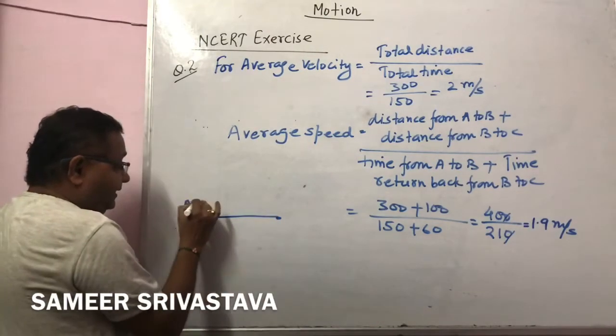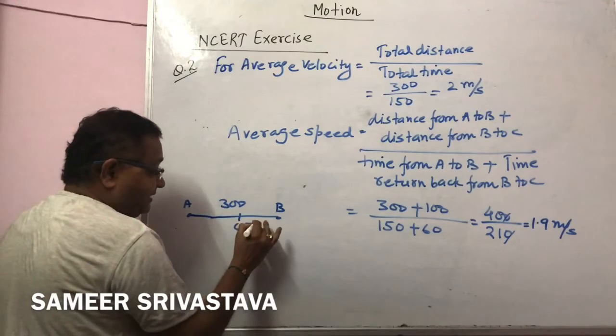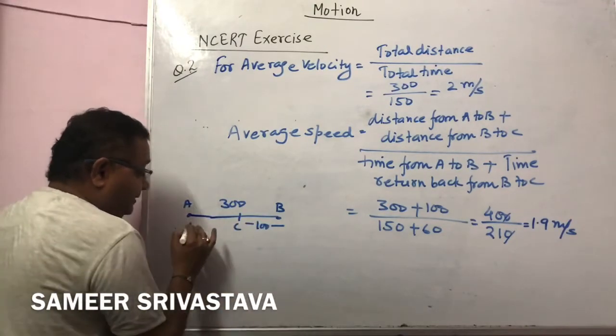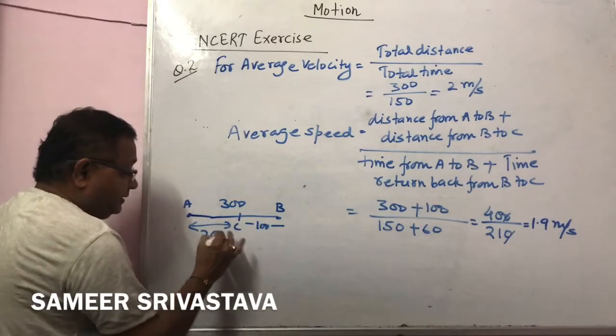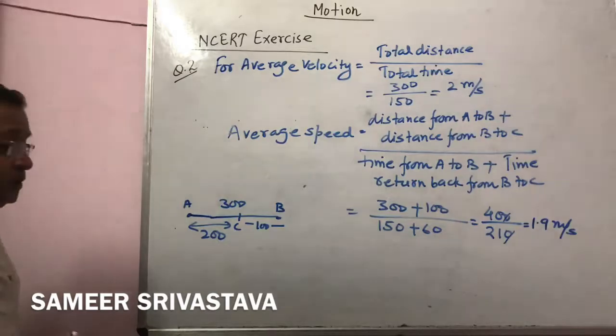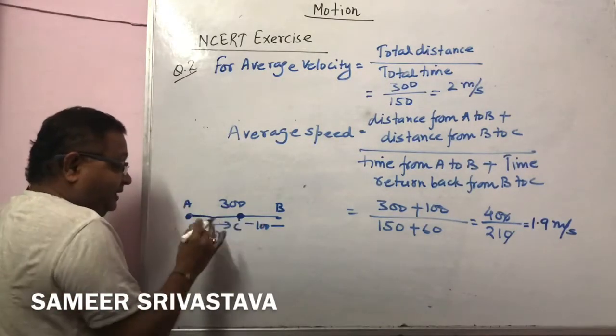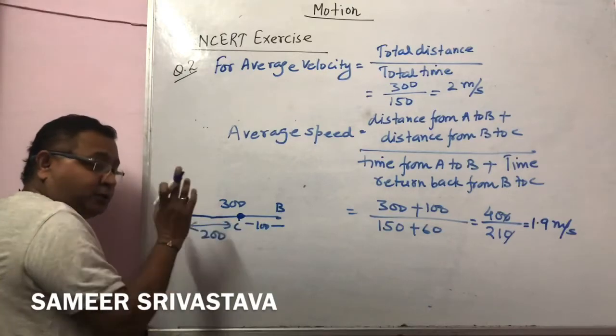The points are A to B. This much distance is 300. Now the returning distance, this much is 100. So how much distance from A to C remains? That is 200 meter. Okay. So the initial position is A and the final position is here, so the displacement is 200 meter.